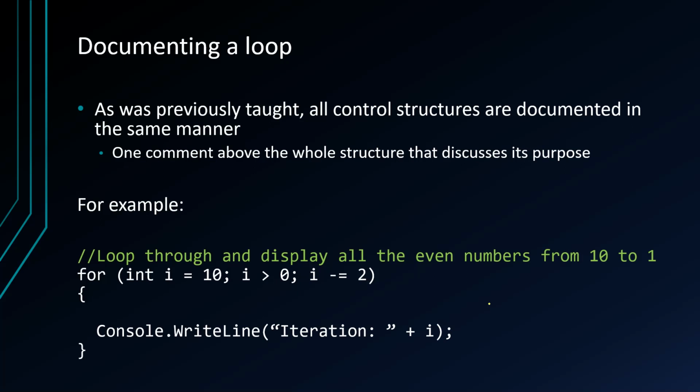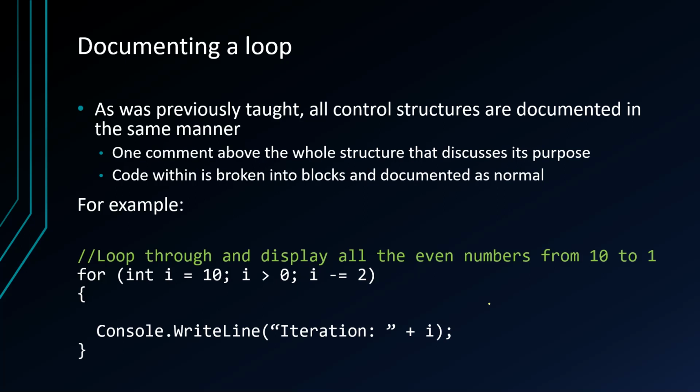Great. But that's not the only thing. We still need to do proper documentation inside. So inside the for loop, you should be breaking your code up into blocks as normal and document them as normal. Display the current value of I. Simple, straightforward, and to the point.